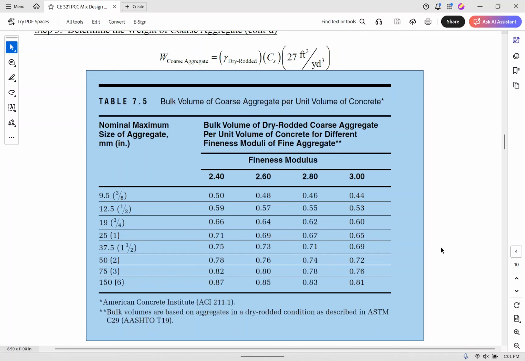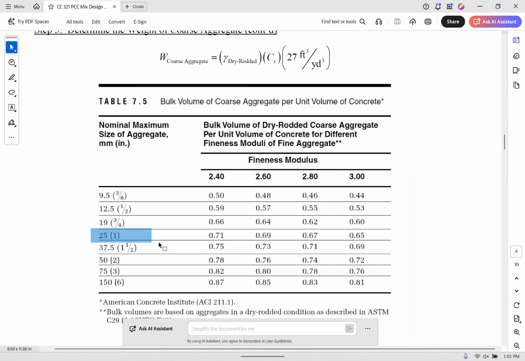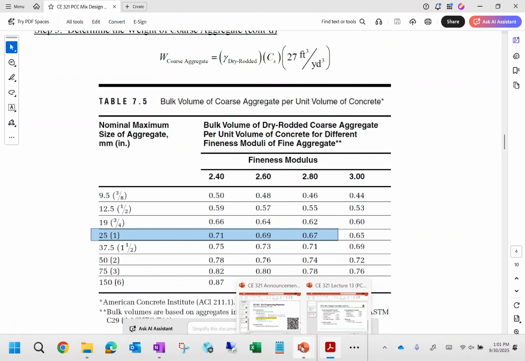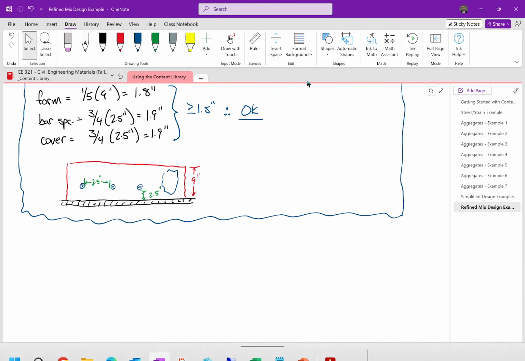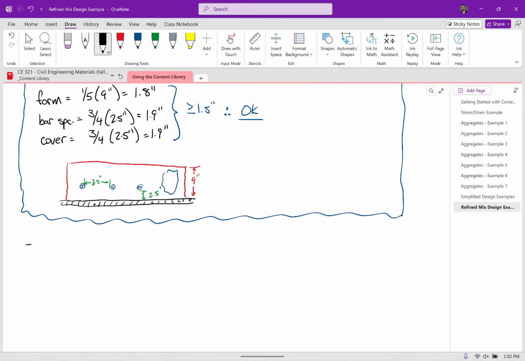Now, for this problem, what is our nominal max aggregate size again? 1 inch. And what was our fineness modulus? 2.7. So we have a nominal max aggregate size of 1 inch, and our fineness modulus is 2.7. So this is our value for 2.6. This is our value for 2.8. What should we use? 0.68. Okay. So what we'll do is we'll say Table 7.5.